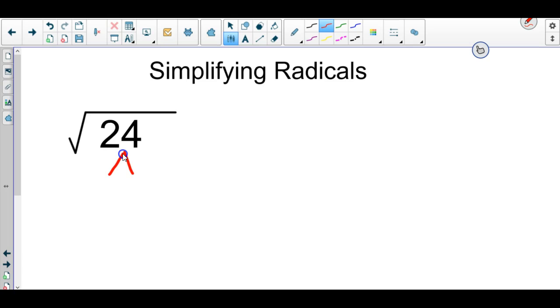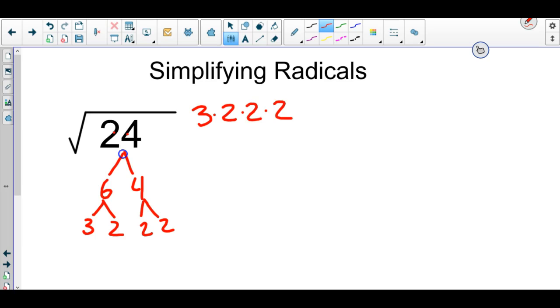The way we simplify is we have to find all of the prime factors of 24. So we make this prime factor tree. 6 times 4 gives us 24. These numbers are not prime, so we keep going. 6 is 3 times 2. Those are both prime, so that branch is done. 4 is 2 times 2. Those are both prime. So we are done with our factor tree. We got 3 times 2 times 2 times 2.